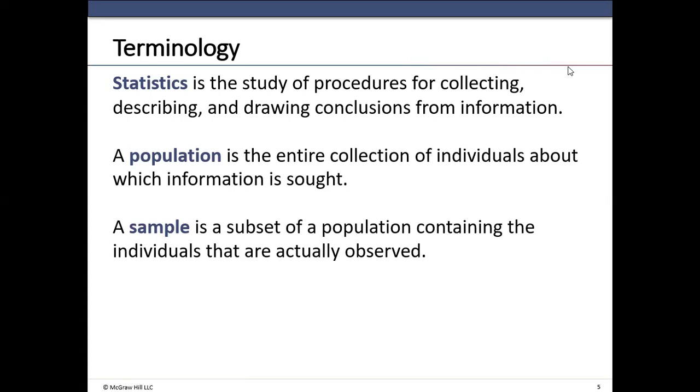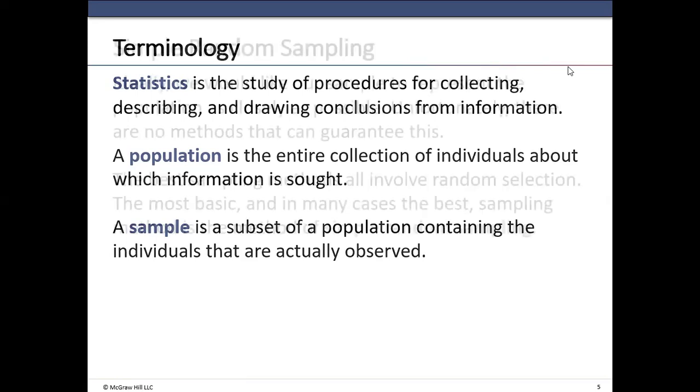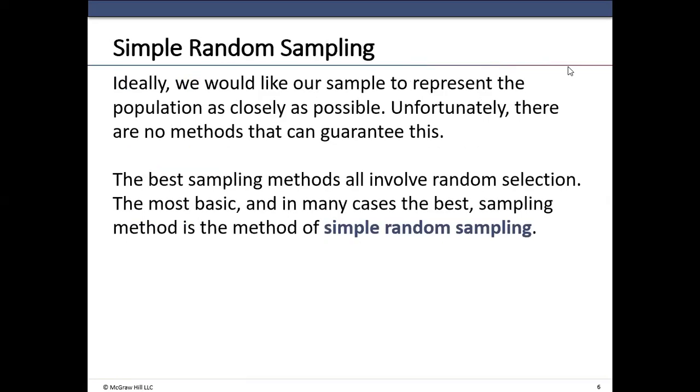And what is a sample then? It's a subset or part of a population containing the individuals that are actually observed. Why do we work with a sample? Because the population is too large. We cannot reach the population all the time. Therefore, we work with a sample, which is a part or subset of the population. Ideally, we would like our sample to represent the population as closely as possible. Unfortunately, there are no methods that can guarantee this.